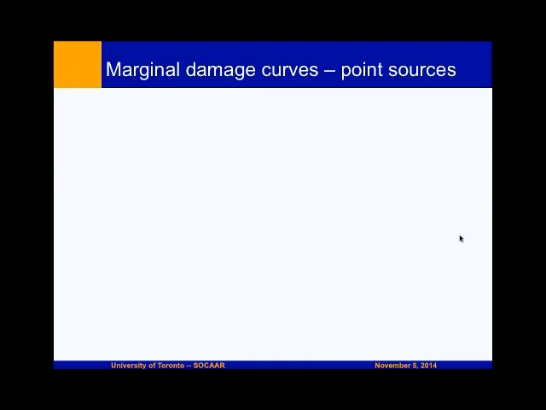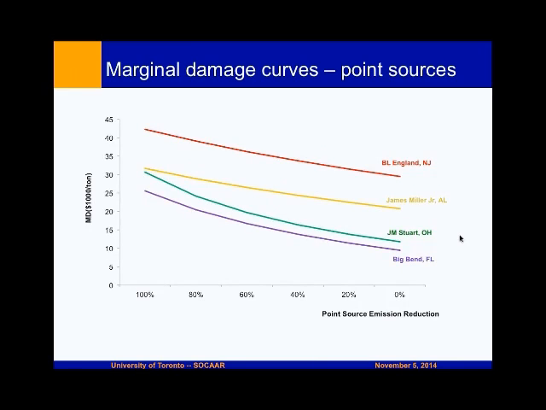Just to show you one example, these are values for 4 major power plants in the US at different levels of emissions from point source emissions. Maybe I should have flipped this scale, but this is basically 100% control, 80% control, 60% control, etc. As you go to lower emission levels, you see that actually marginal damage increases, and increases significantly for some of them.